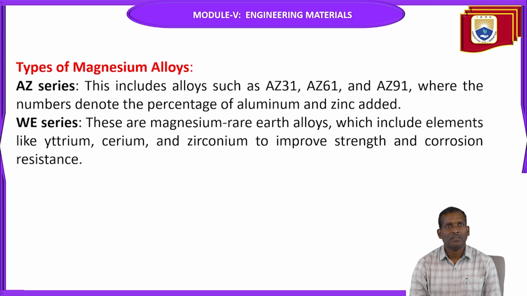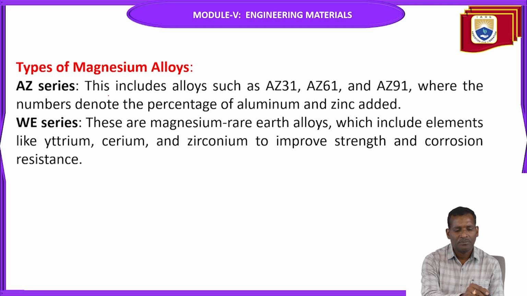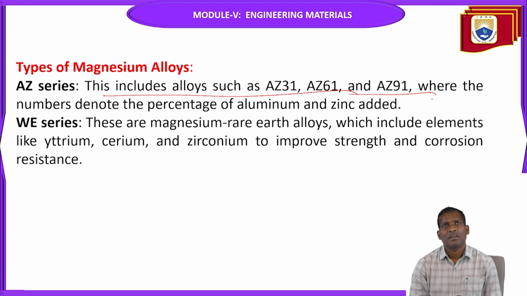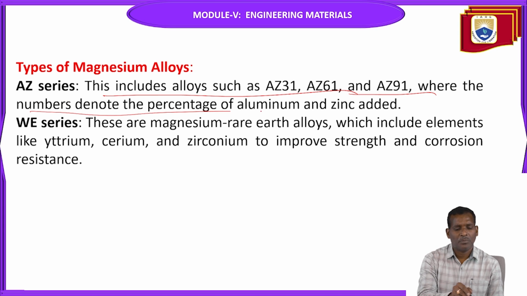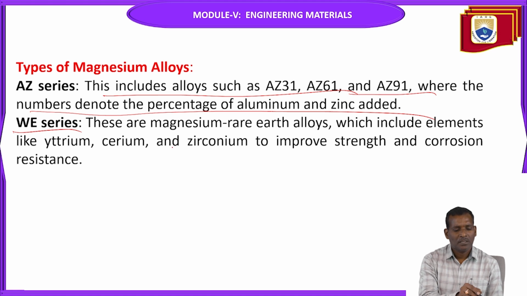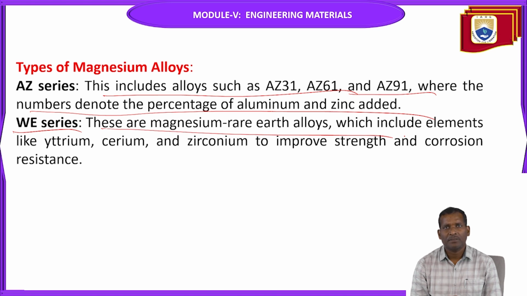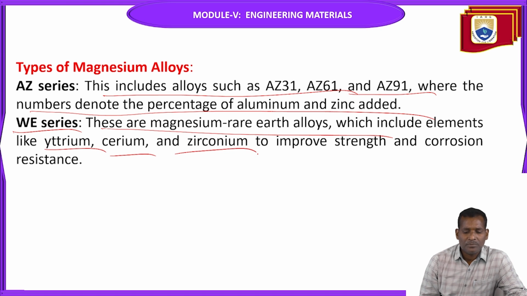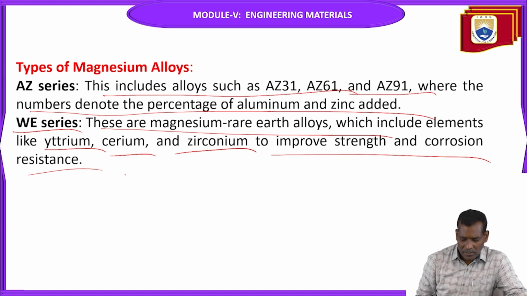Next, types of magnesium alloys: AZ series and W series. These include alloys such as AZ31, AZ61, and AZ91, where the numbers denote the percentage of aluminum and zinc added. The W series are magnesium rare earth alloys which include elements like yttrium, cerium and zirconium. These rare earth elements improve strength and corrosion resistance.